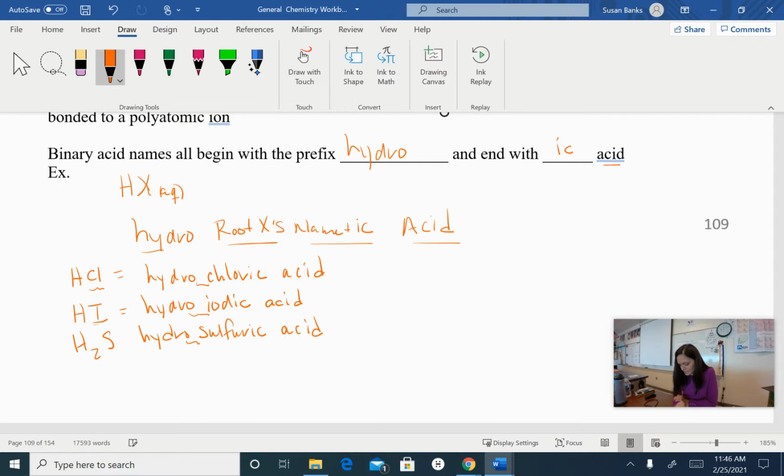Okay, now I'm trying not to put a space in here, but I am putting a space in here. There shouldn't be a space. So this would really be hydrosulfuric acid. Okay, so the hydro and the root name all are one word, and then acid is a second word. Okay, so make sure that this is one word and this is a second word. Okay, so this is how we name binary acids. Okay, now remember, they only have two elements, hydrogen and a nonmetal.